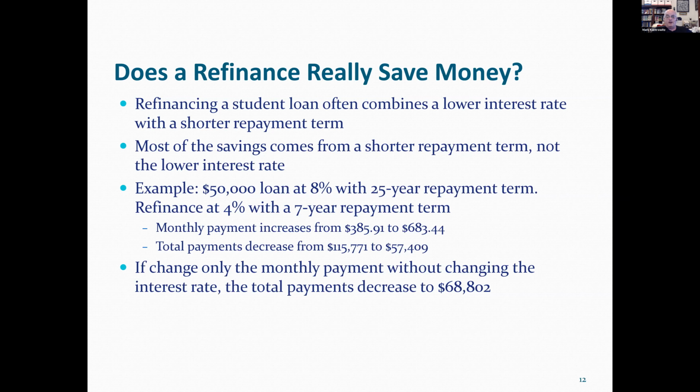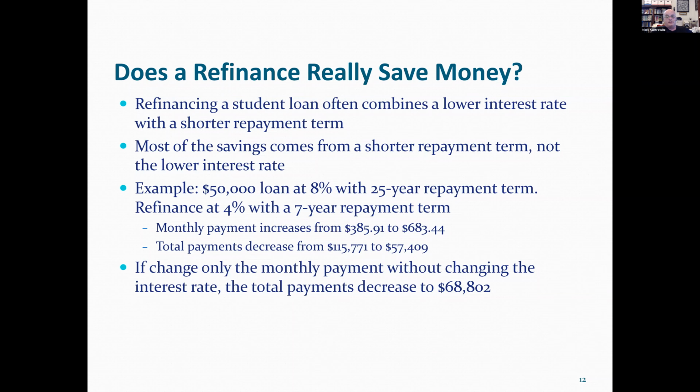The total payments, however, are going to drop tremendously from $115,000 to $57,000. That's a savings of about $58,000. That's huge savings. But if we were to change only the monthly payment without changing the interest rate, so it's still at 8%, the total payments, instead of dropping to $57,000, drop to $68,000. So that's a slightly lower savings. It's about $47,000. And you pay off your loan balance in 8.5 years instead of 7 years. So you're still saving a lot of time compared to 25 years.